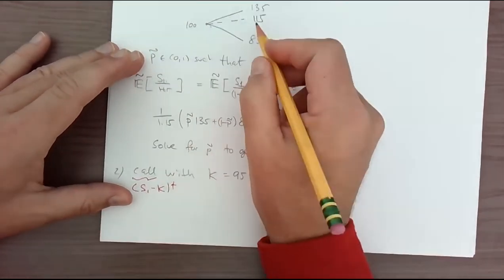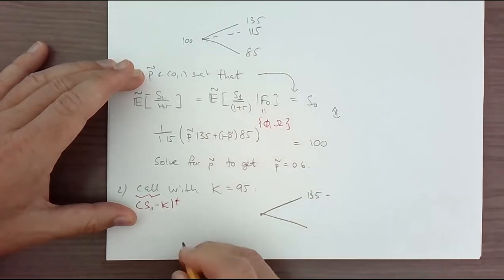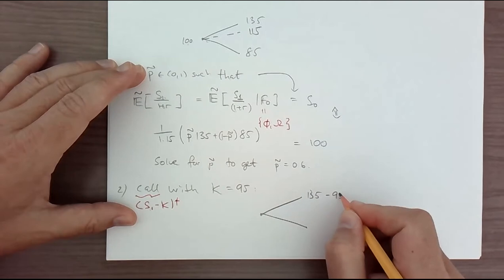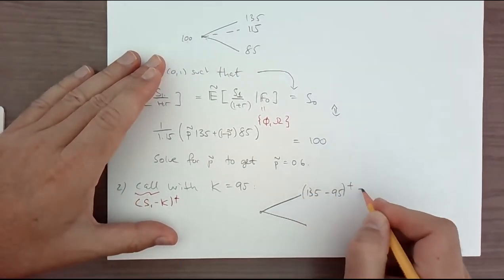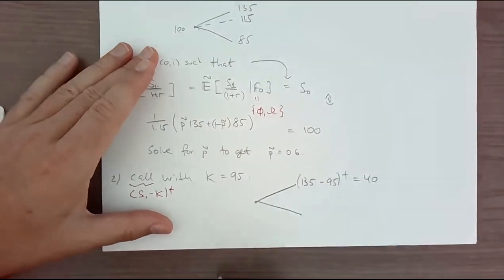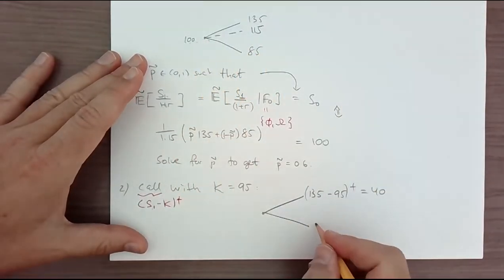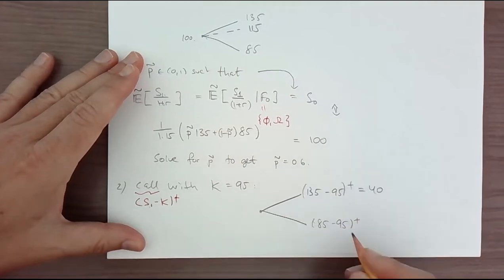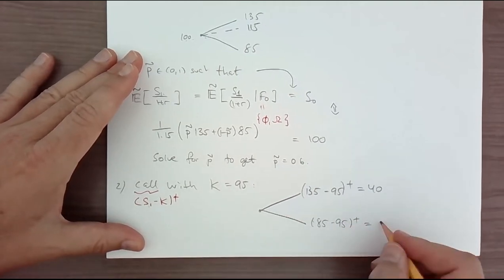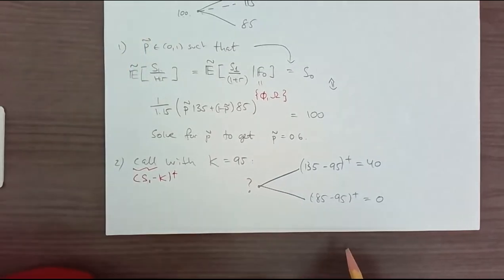So we have S1, that was 135 in the up part, minus the 95, positive part, so we want to end up with a 40. And then the bottom one is we go from 100 to 85. So it'll be 85 down here, minus 95, positive part. This is going to give us minus 10, so this will give me a 0. But our job is to figure out what to put out here.